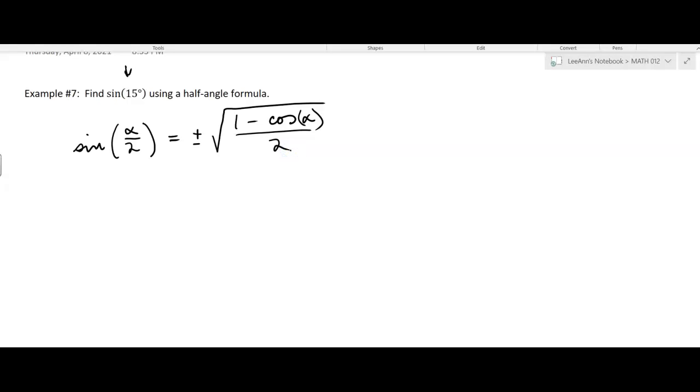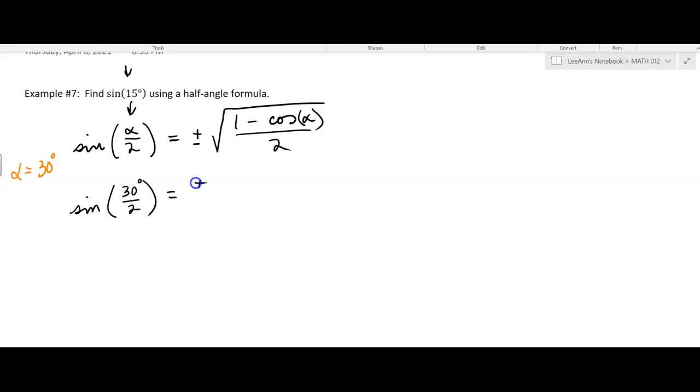And then what we're going to do is we have to put something in for alpha so that alpha divided by 2 will equal 15. So it's going to be 30. We're going to go with degrees here. 30 degrees over 2. Okay? So you're saying, I'm going to let alpha equal 30 degrees because 30 divided by 2 is 15, right? Okay. So that's the idea there.